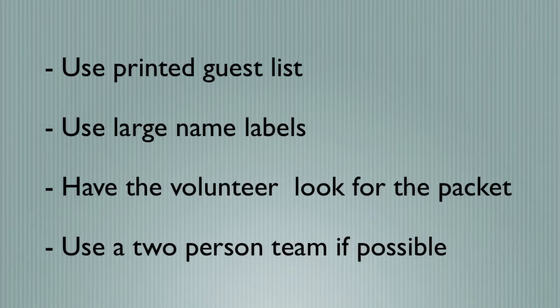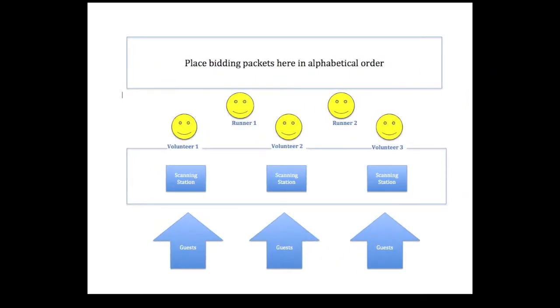It's also ideal to have the volunteer look for the packet instead of having the guests line up on a specific alphabetical section. As you will see in the diagram, a two-person team works best for this layout. In this layout, you will have a back table where you will place your bidding packets in alphabetical order for your volunteers to retrieve. In this example, we have 3 credit card scanning stations and 2 runners. The runners will retrieve the bidding packets as the guests approach each of the scanning stations.